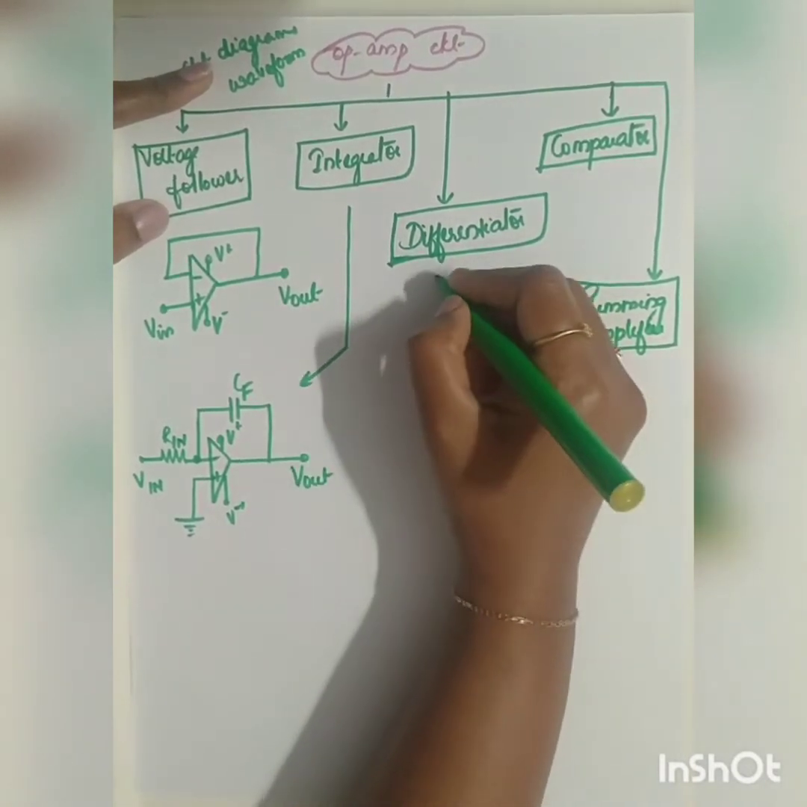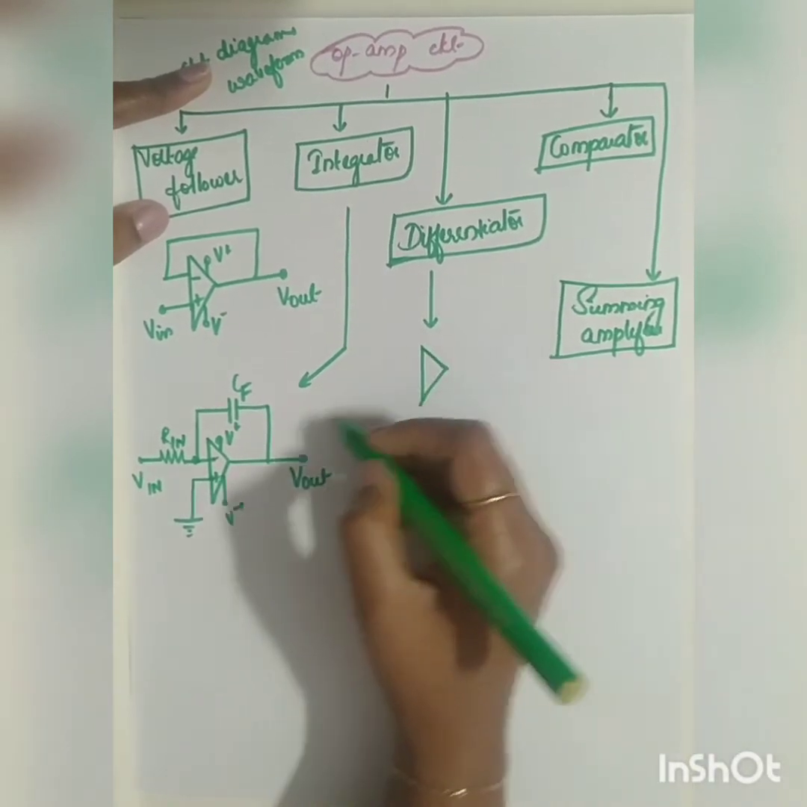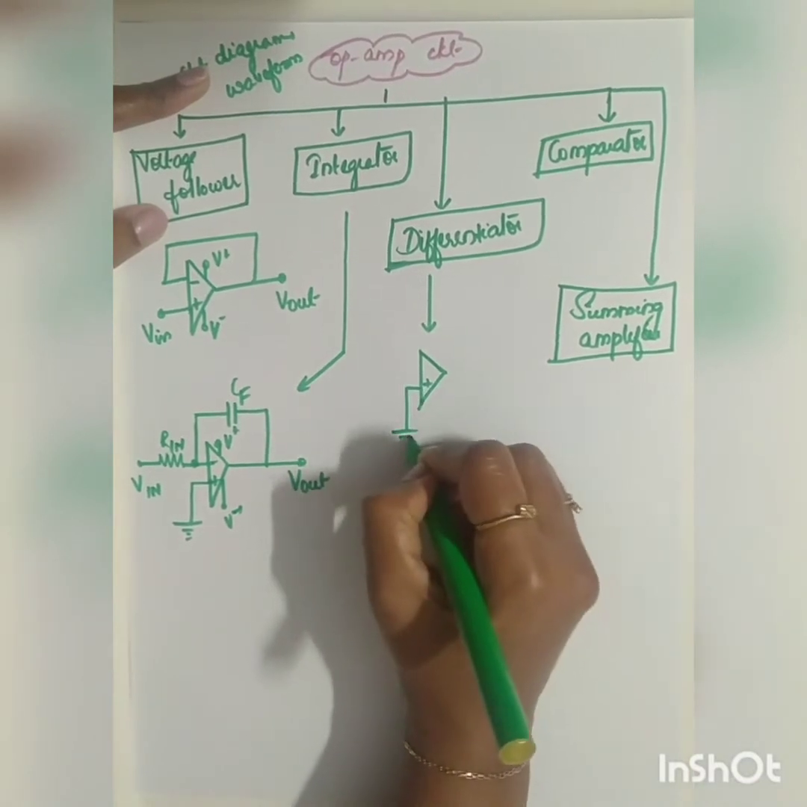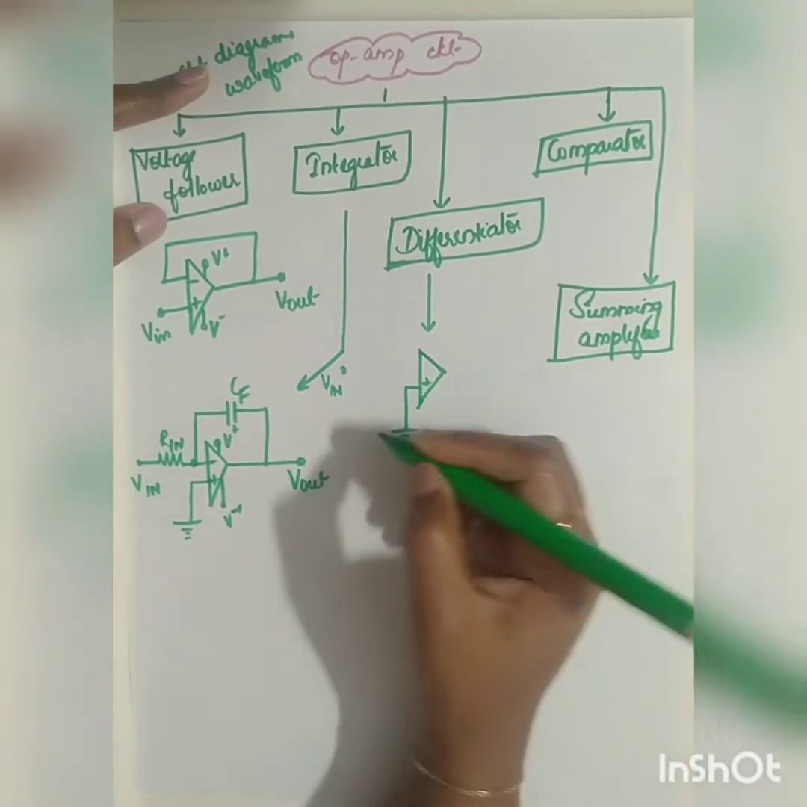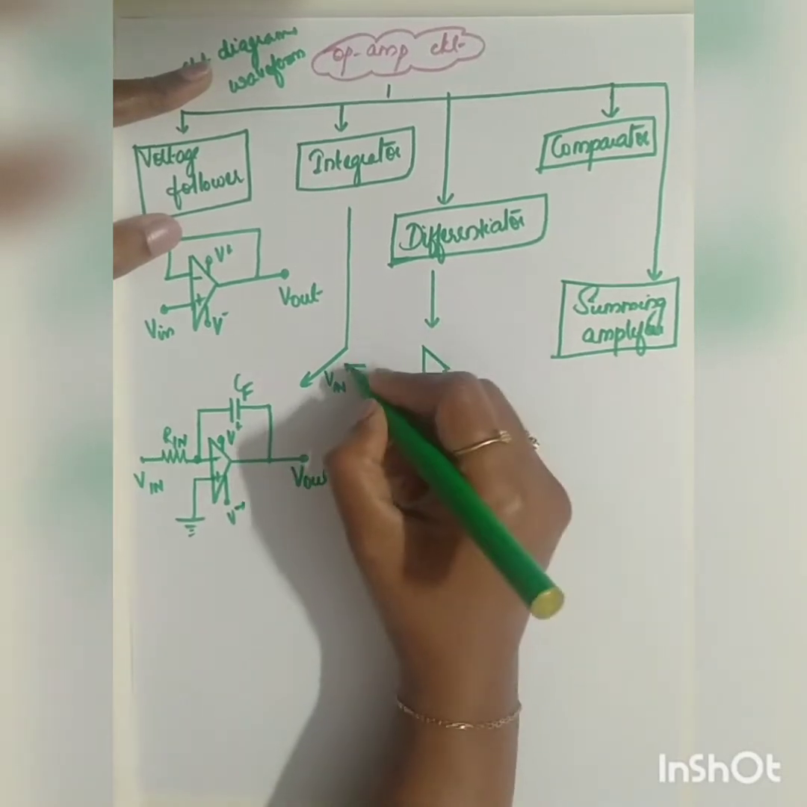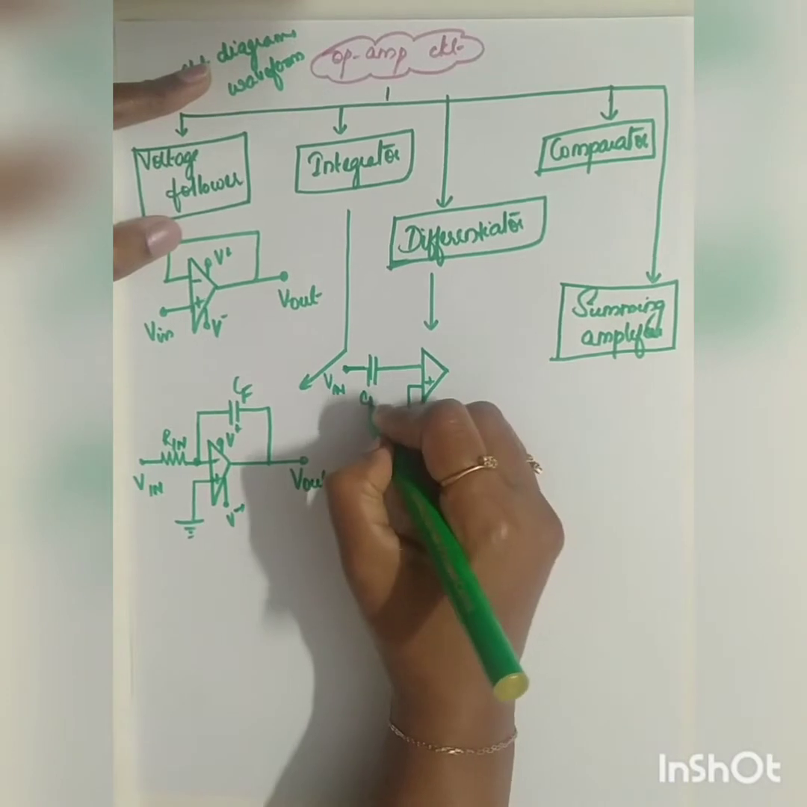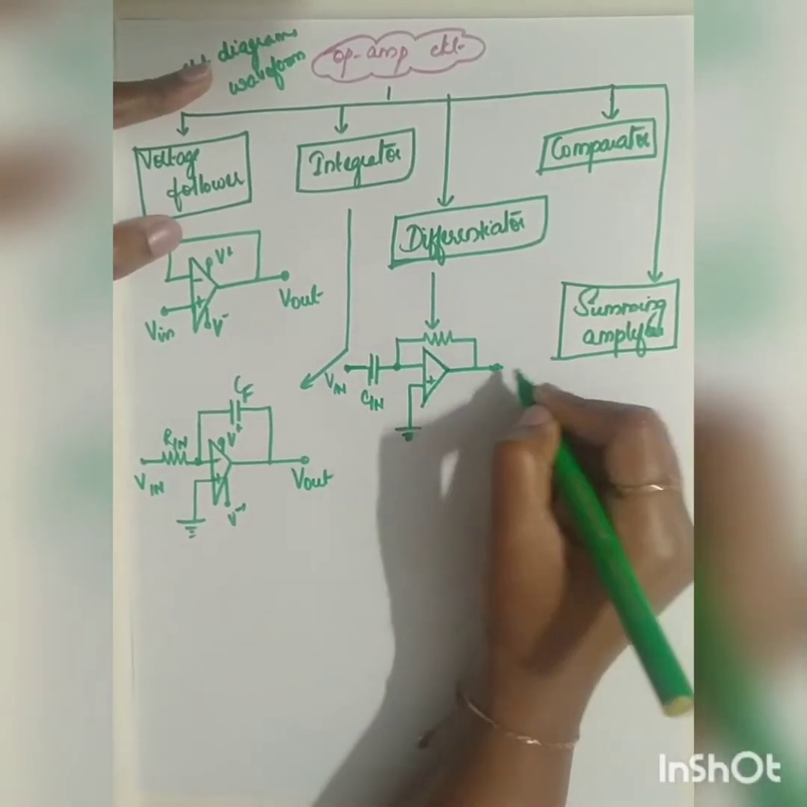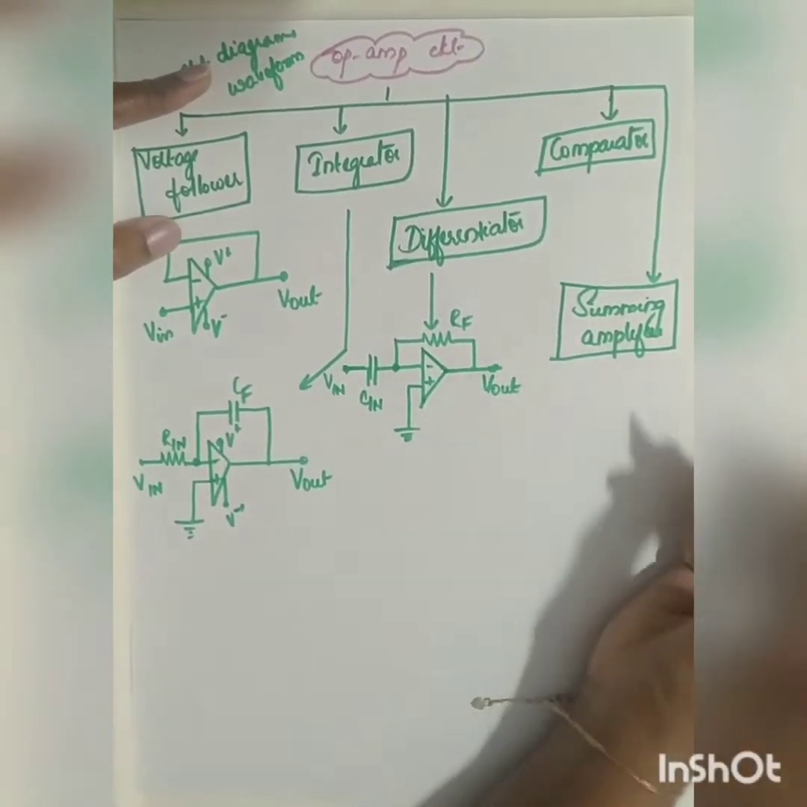The opposite of integrator is going to be your differentiator. You're going to just replace your R and C, then it will become your differentiator. The non-inverting terminal is grounded. V in is applied across your inverting terminal. Now you're going to interchange the resistor and capacitor. The input you are going to replace by your capacitor C in, and the feedback you are going to replace by your resistor RF. So this is going to be your circuit diagram of your differentiator.